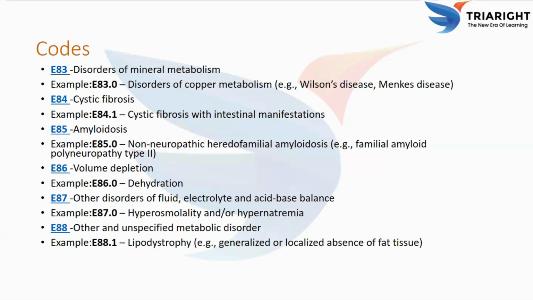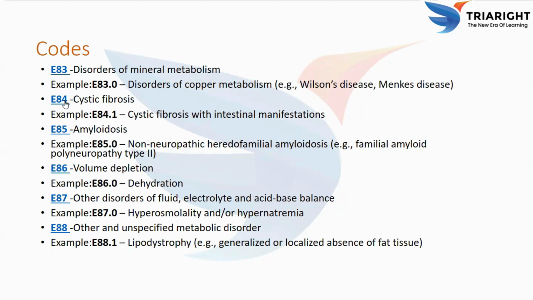For example, Wilson's disease. So what do you mean by Wilson's disease? It's when copper builds up in the liver, brain and eyes. It causes liver damage, neurological symptoms and also the golden brown eye rings. So E83 is nothing but a mineral imbalance. Too much or too little of metals like copper can damage the organs.